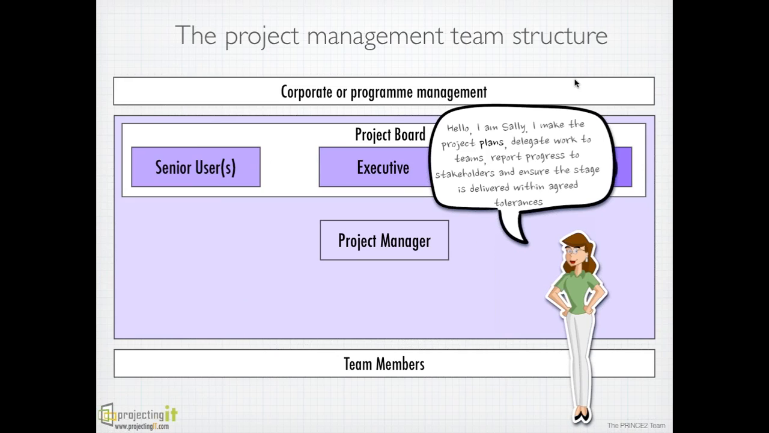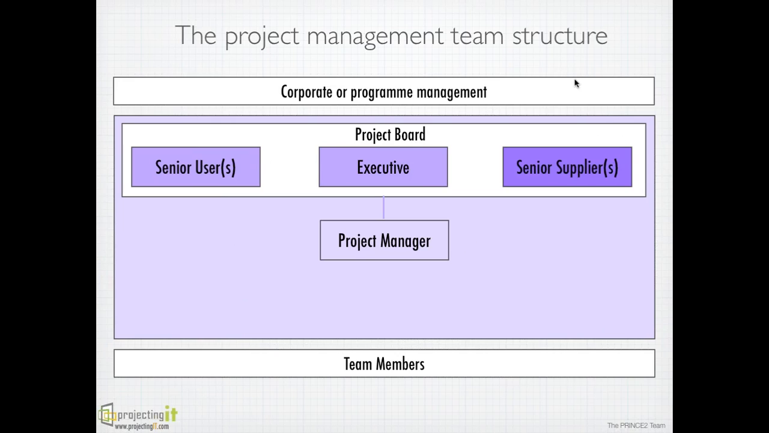Basically, you will be managing one stage at a time. So you will plan the stage, get the stage completed, go to the board, get it signed off, and go to the next stage. The project manager reports to the project board. And then we have team managers.